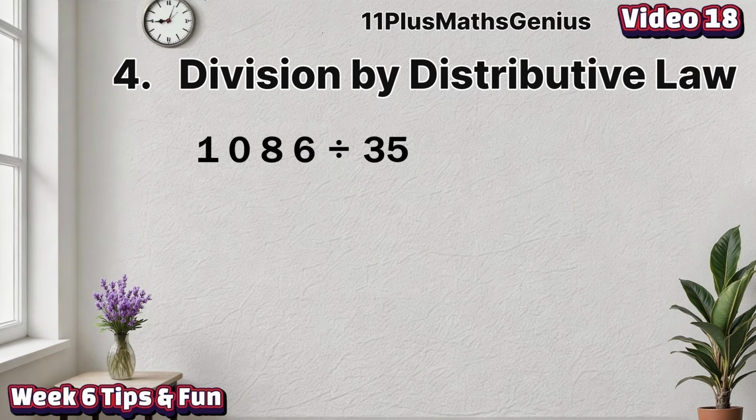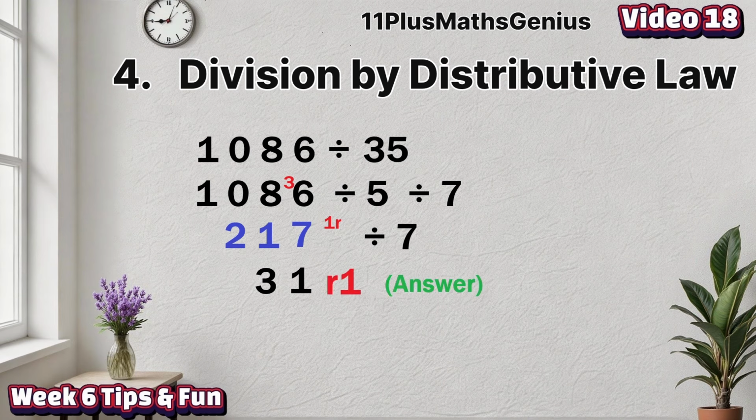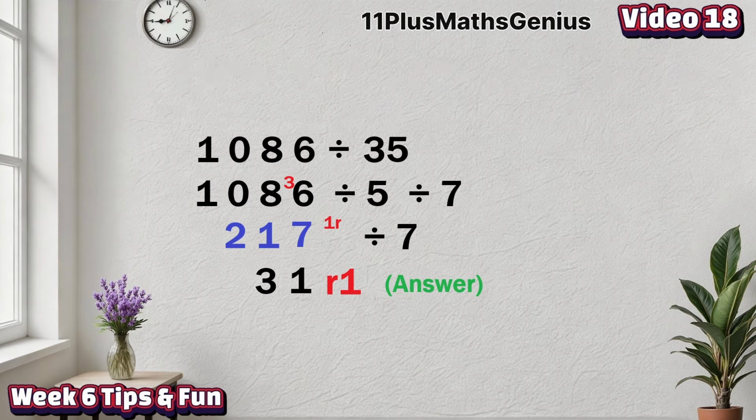Example, 1086 divided by 35. We split 35 into 5 and 7. Now 5 times 2 is 10. 5 times 1 is 5. We put remainder 3 before 6. 5 times 7 is 35. We have a remainder of 1. That's our final remainder. Now 7 times 3 is 21. 7 times 1 is 7. So our final answer is 31, R1. Amazing, isn't it?